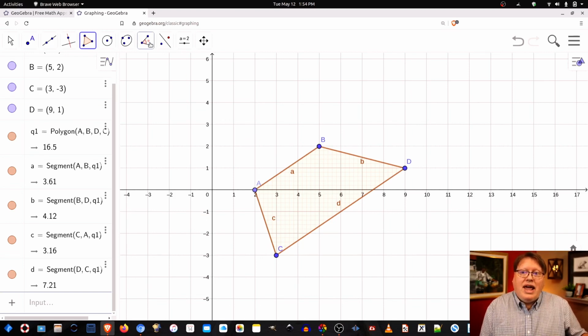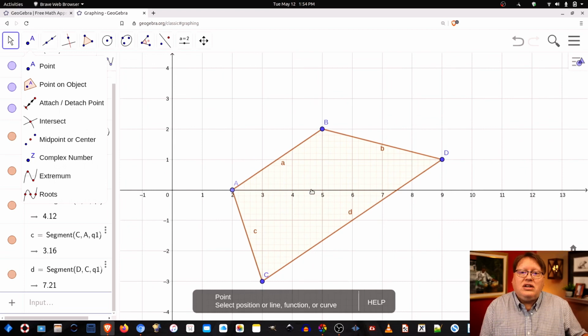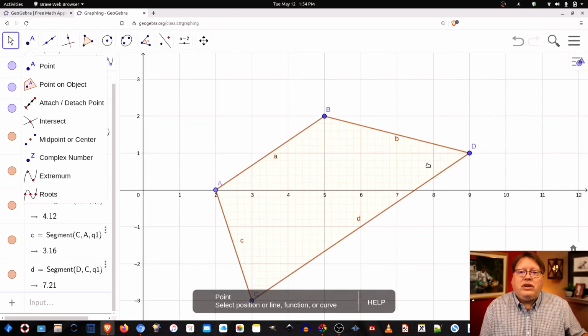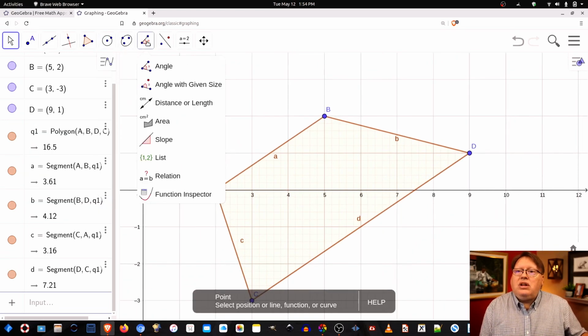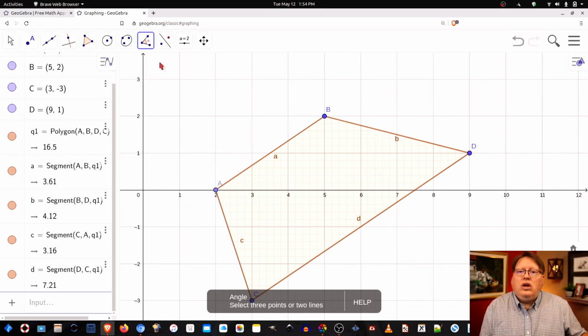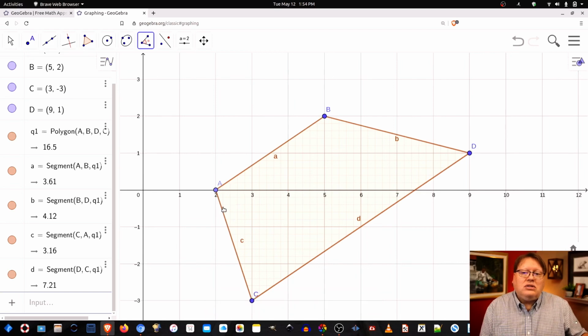I'm going to look at angle measures, okay? And to do that, I'm going to zoom in a little bit here for a second. There we go. And we're going to click on the angle tool. And remember, to measure the angle, make sure you're going counterclockwise. That would be clockwise, so I want to go this direction.